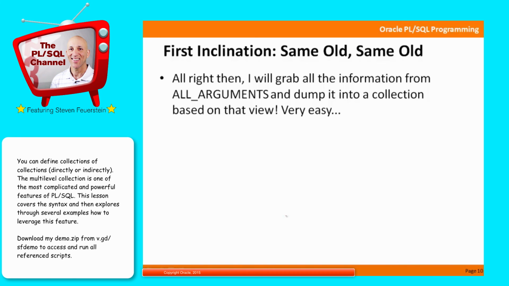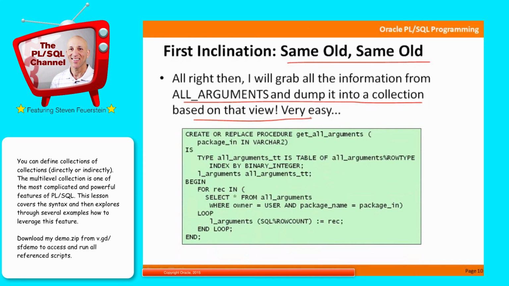So what I did was the same old, the first inclination, the first reflex, which is to grab all the data from All Arguments and dump it into a collection based on that view. That certainly is easy enough to do. So I declare an associative array, which is a table of rows from the All Arguments view that emulates the array structure. And then I can populate that array structure by querying all the data from all arguments for a given package, and dropping it into my collection of records. So this was really easy to do. It's a very powerful aspect of working with collections and collections of records.